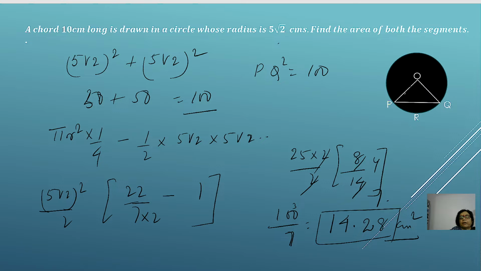Now to get the area of the major segment, we can take out the area of the circle, that is pi r square, minus this area, that is 14.28 square centimeter. That's what we need to do.